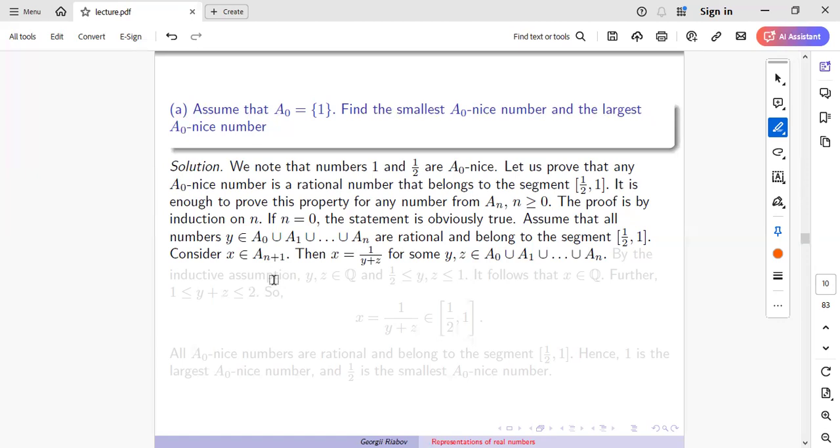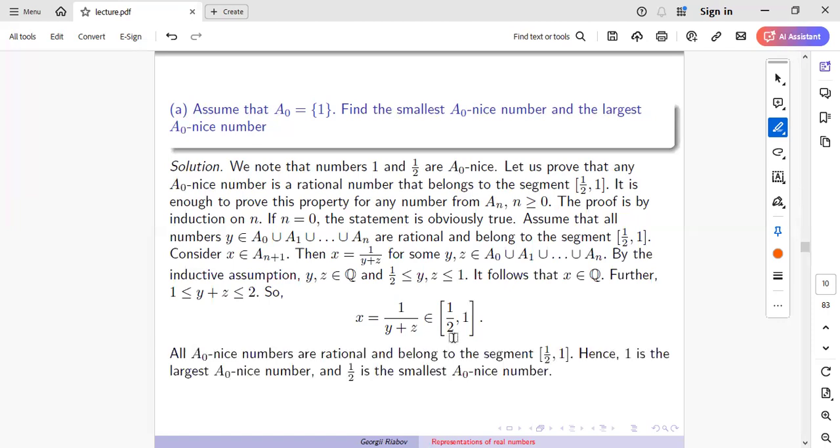Then we can write x as 1 over y plus z, where y and z belong to the previous sets from A0 to AN. But y plus z is rational, so x is also a rational number. And since y and z are from 1/2 to 1, their sum is from 1 to 2. It follows that x is again from 1/2 to 1. As a conclusion, all A0 nice numbers are rational and belong to the segment from 1/2 to 1.